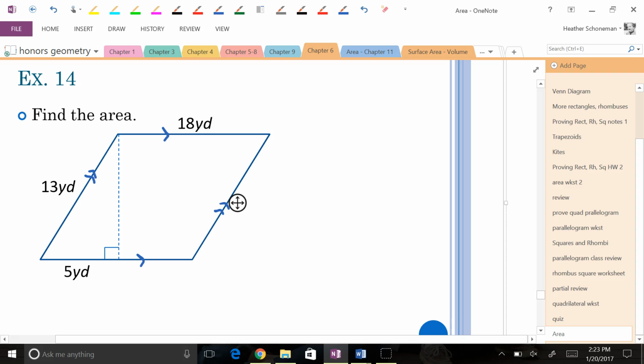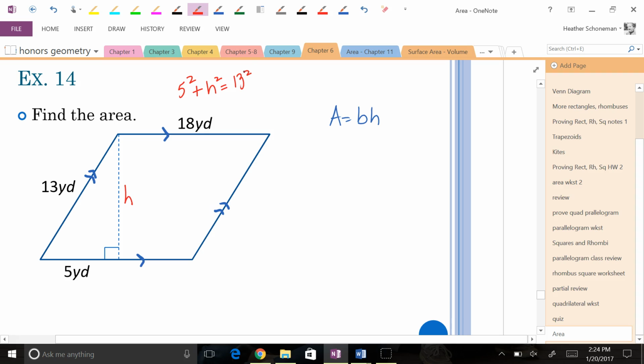Find the area. So, another parallelogram. We know that the area is going to be base times height, but we don't have the height. I know that because where the right angle is my height, but there's no number there. This is not a 30, 60, 90 because there's no angle measures given. But I do know, because it's a right triangle, I can do Pythagorean theorem. So if I do 5 squared plus height squared equals 13 squared, I can figure it out.